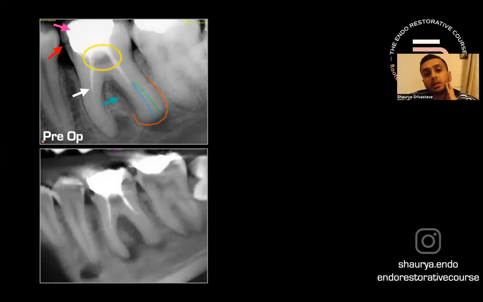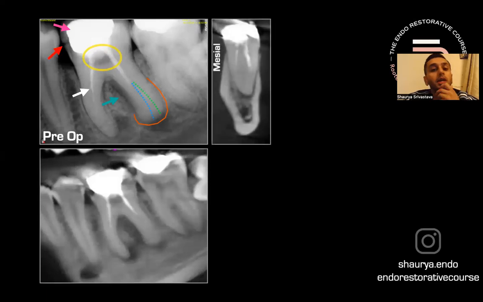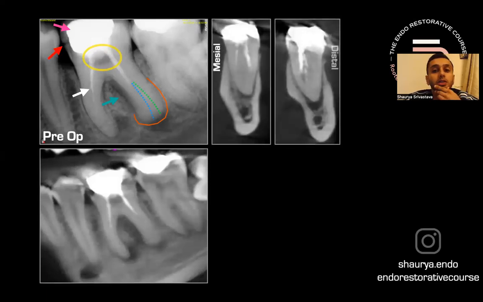As you can see, you can't see the canal outline very well. When I look at that, it's a bulbous root. I'm expecting one canal here and maybe one canal over here. So first things first, I take a CBCT. That's my mesial, that's my distal, and as I said, the canals are completely calcified.